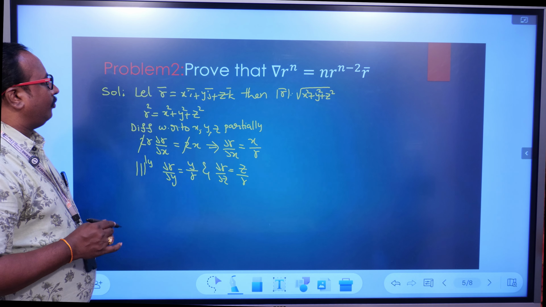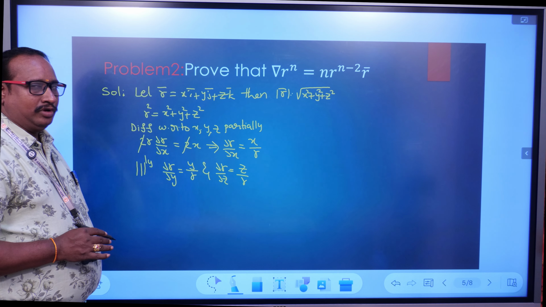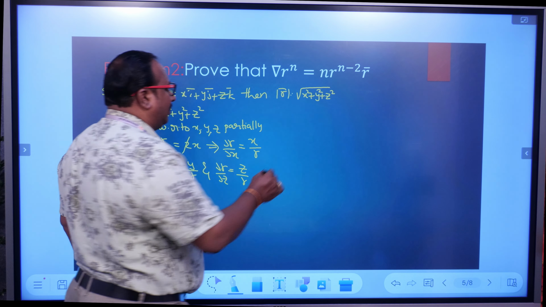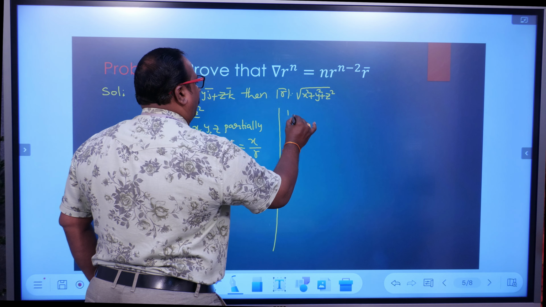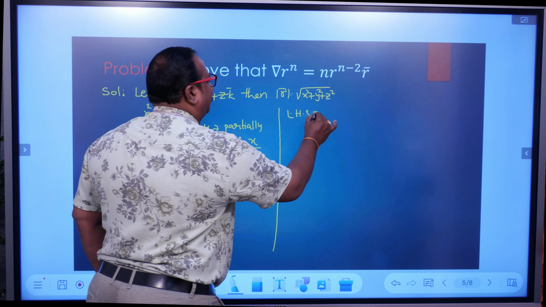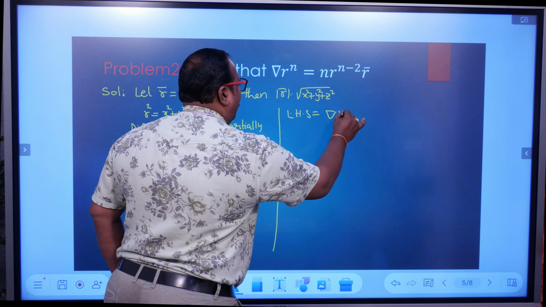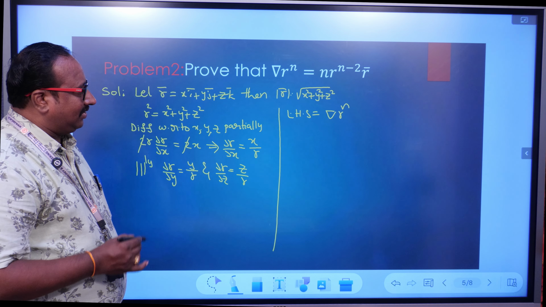Now we have to prove the given ∇rⁿ equal to n into r^(n-2) into r bar. So to prove this, first we have to take LHS. Okay. So what is LHS? Here in the given LHS is ∇rⁿ. What do you mean by del? It is nothing but del phi.